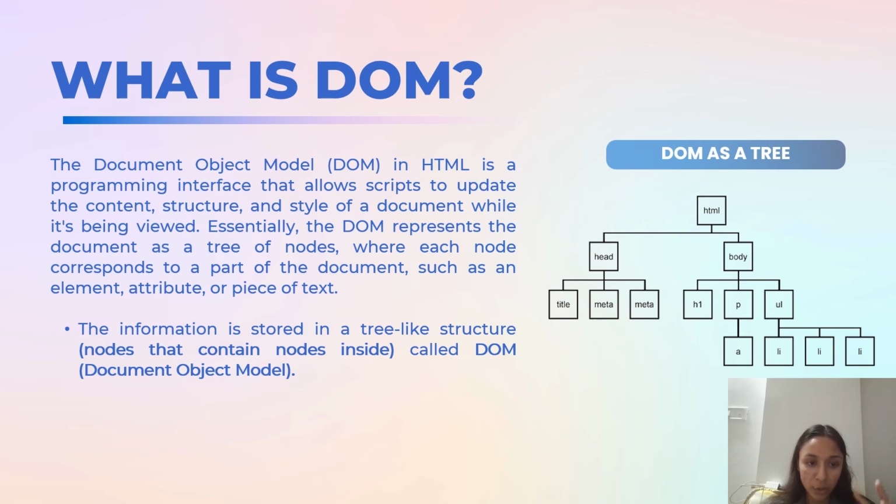And our DOM model has a tree-like structure. Basically, HTML is the root document, then we have head and body in which we can make changes. In head we have title, meta, and in body we have various elements like h1, p, unordered list, in which we have various lists and everything like that.